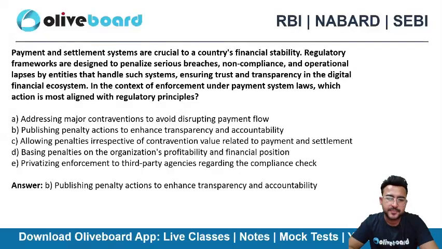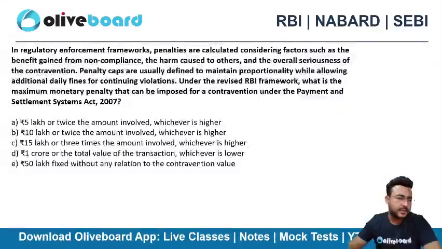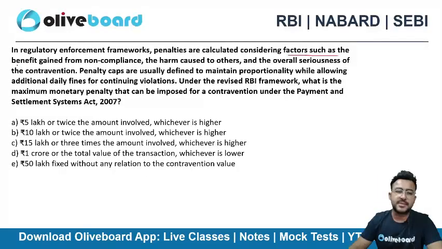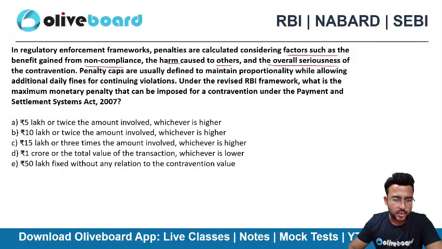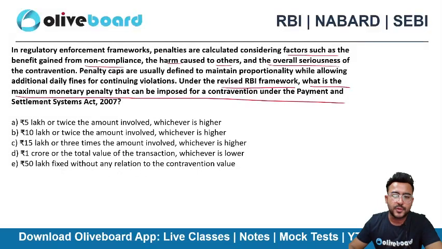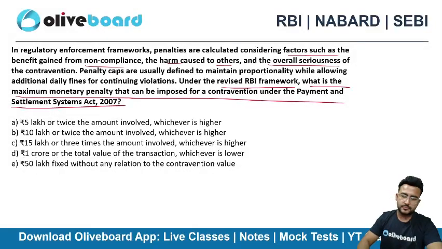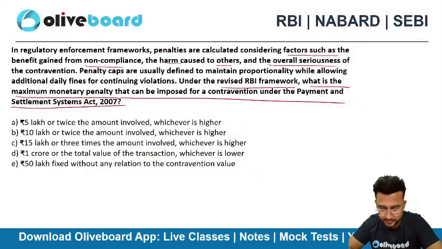The correct answer here is, guys, publishing penalty actions to enhance transparency and accountability, right? Acha, what is the nature of penalty? Basically, in the regulatory enforcement framework, penalties are calculated considering factors such as the benefits gained from the non-compliance, harm caused to others, seriousness of the contravention and all, right? Under the revised RBI framework, what is the maximum monetary penalty that can be imposed for the contravention under the Payment and Settlement Systems Act 2007? What is the amount of penalty here?